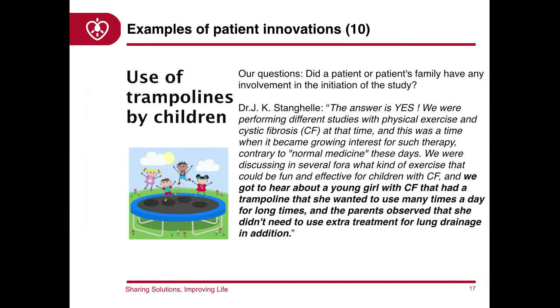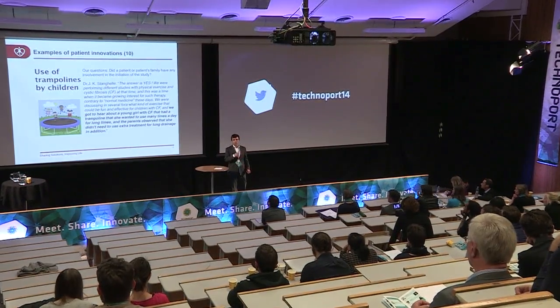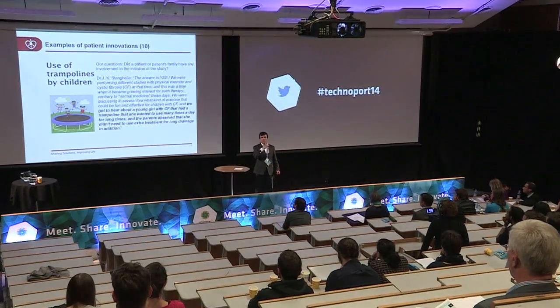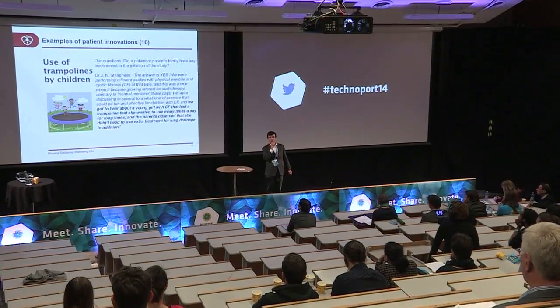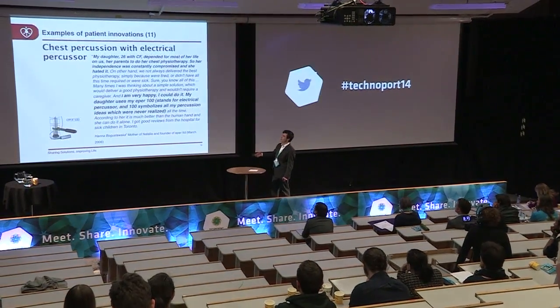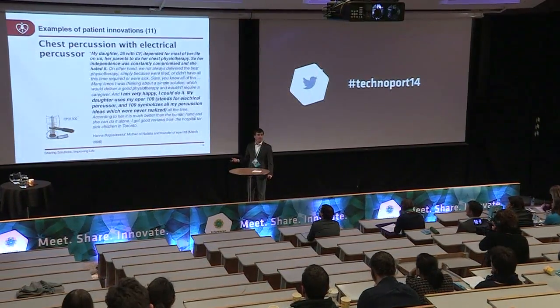You know, solutions like using trampolines for kids. Parents of some patients realized that this was good because while jumping on trampolines, what you are doing is vibrating the lungs, and therefore, with this vibration, you loosen the mucus from the lungs, and then you can get it out through expectoration. Lots of examples that we could really talk about for a long time. And that's when people started believing us. Because until then, people were saying, oh, those are just random examples.